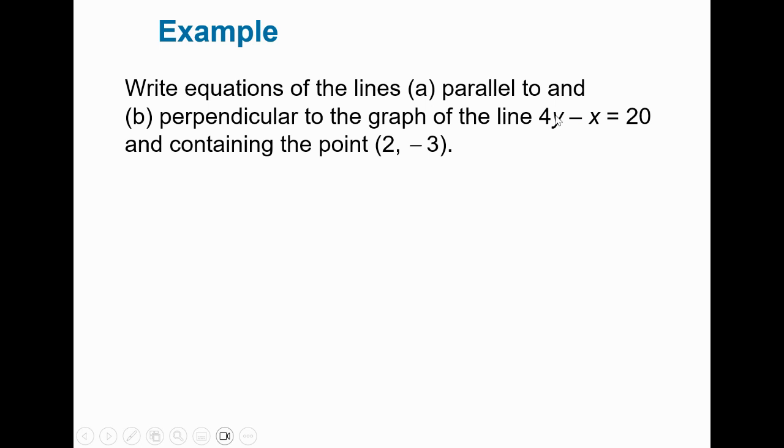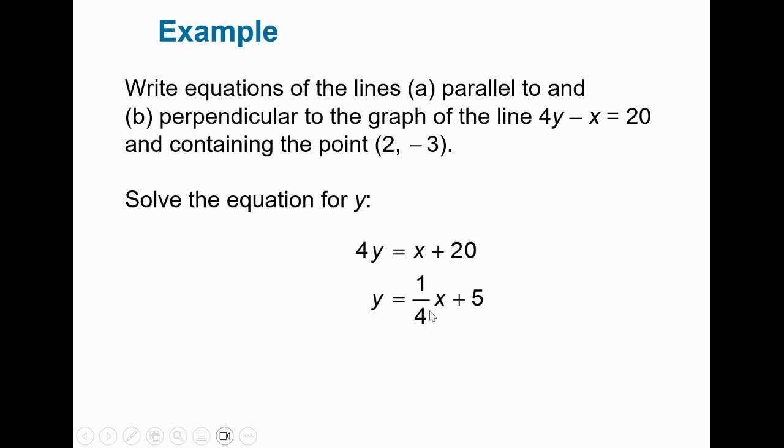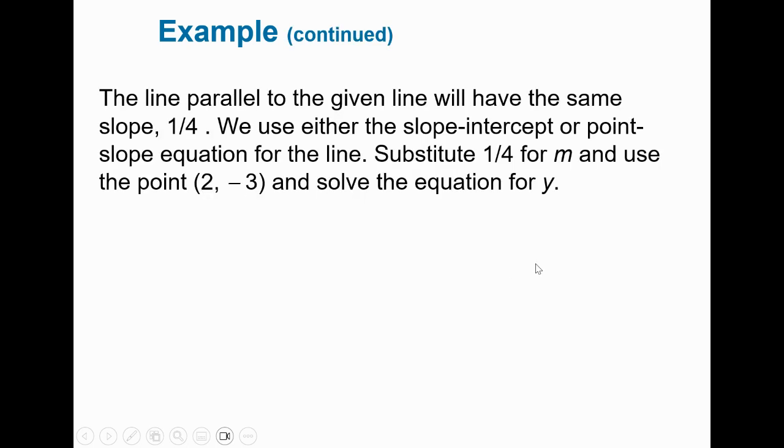If it's going to be perpendicular to the line he gives me, then the slope of my new line has to be the negative reciprocal of the line he gives me. So I've got to take the line he gives me, find that slope, and then use the negative reciprocal to come up with the equation of the line I'm looking for. Solving for y, I find that the line he gives me has slope 1/4.